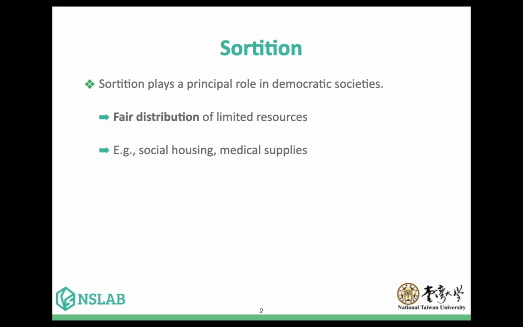Sortition plays a principal role in democratic societies. It's because it enables fair distribution of limited resources, such as the right to rent social housing or the right to order limited medical supplies during epidemic prevention.